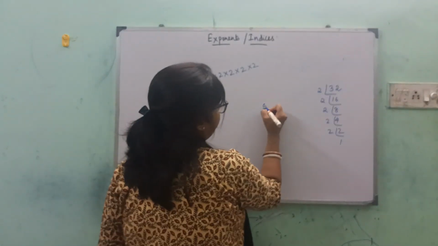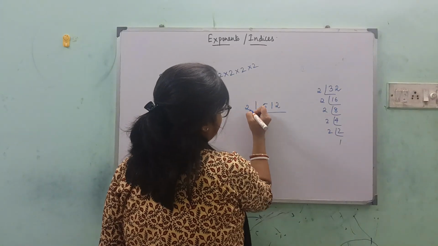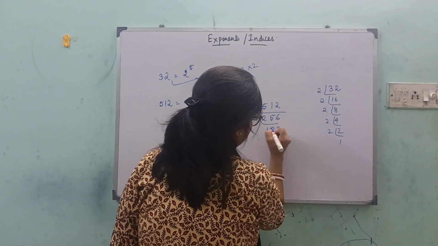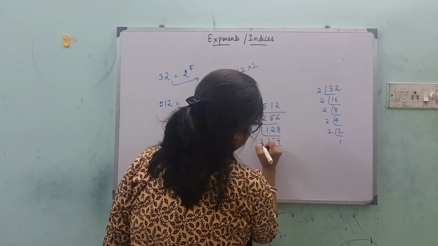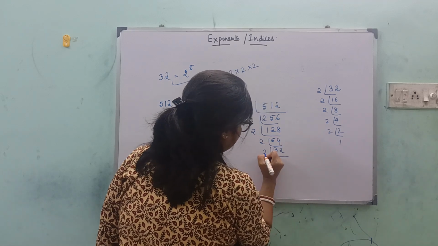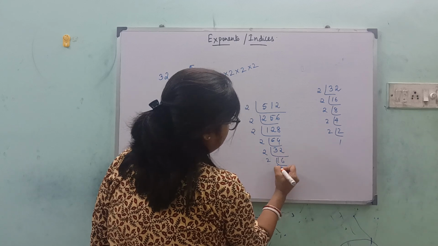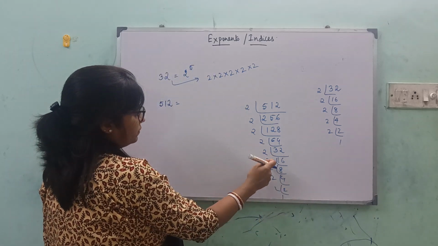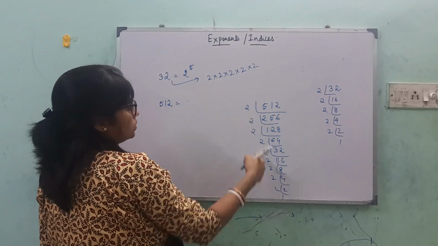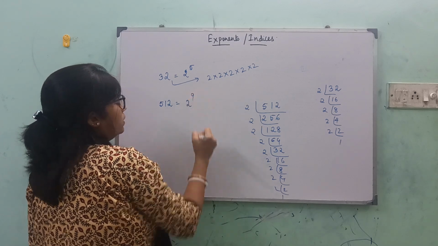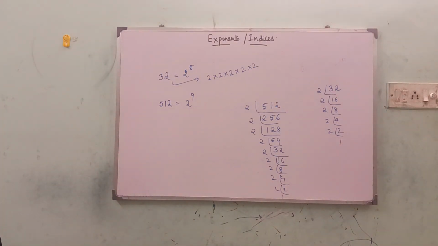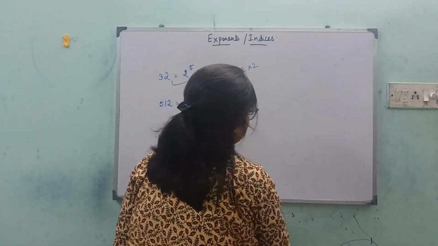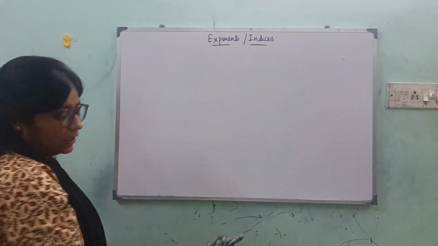Similarly 512. So 1, 2, 3, 4, 5, 6, 7, 8, 9. So that is 2 is multiplied 9 times. 2 to the power 9. Alright. So we have to prime factorize the number that has been given to us in order to present the number in the exponential form.